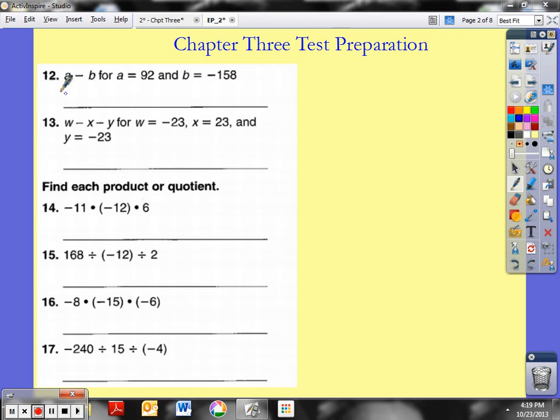Let's take a look at, I'm going to skip number 12 and go to 13. 13 is a little bit more challenging. And again, I think one of the problems is we're really not doing a great job of reading things, boys and girls. I think we're kind of just breezing through things.